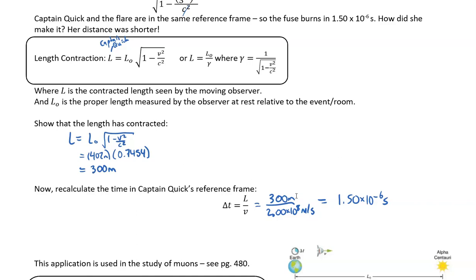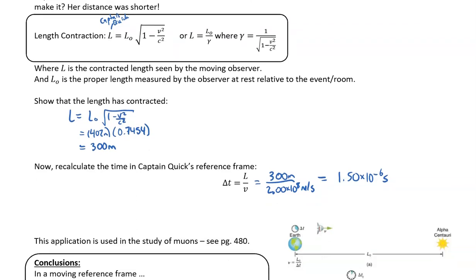But the reality of it is that her time was very different than the observer that was outside of the whole picture. David, who was measuring that time, got 2.01 times 10 to the negative 6 seconds. So he saw a longer time and a longer distance. But Captain Quick, shorter time, shorter distance. You can see a really cool application of this in regards to the study of muons, what they're doing in the Large Hadron Collider and other things. It's on page 480 in your textbook.